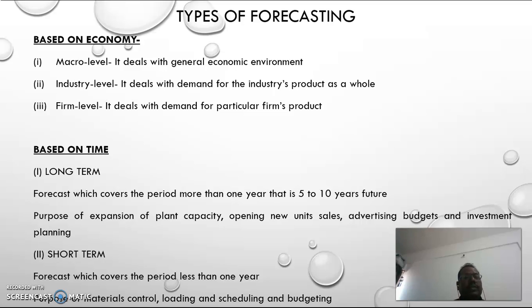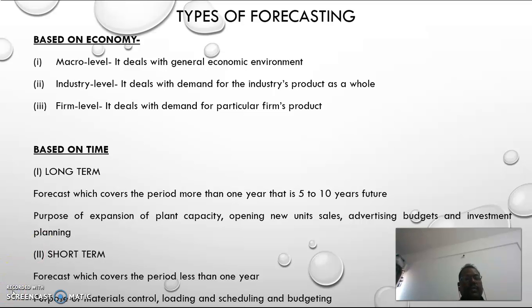Based on the economy, it has three levels. Macro level deals with the general economic environment, in which the demand on the whole is taken into consideration. Industry level deals with the demand for the industry's products as a whole, like the need for cement in India, or the demand for clothes in India. The third one is the firm level, which deals with the demand for a particular firm's product. Suppose we want to buy a mobile, one can go with a particular firm's product like Apple. Suppose we want to buy a car, one can ask for a Mercedes Benz, etc.